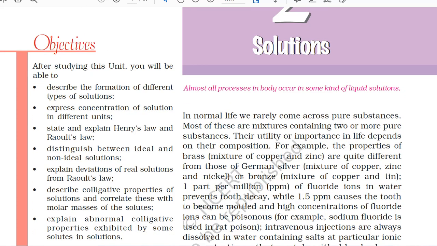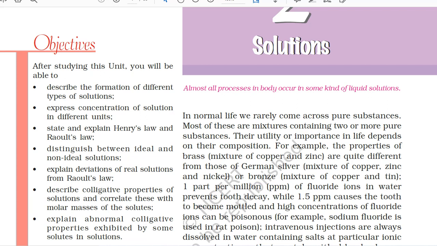1 part per million (ppm) of fluoride ions in water prevents tooth decay, while 1.5 ppm causes the tooth to become mottled, and high concentrations of fluoride ions can be poisonous. For example, sodium fluoride is used in rat poison.